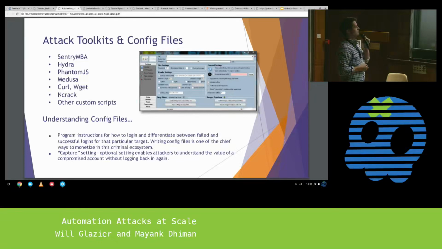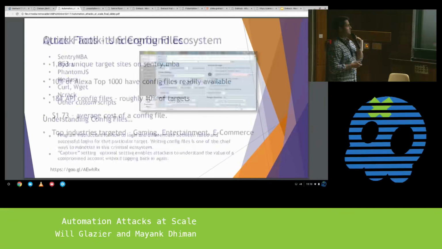And some config files include what's called a capture setting, which enables the attacker to log in and check the balance of whatever account they're logging into, maybe a bank, maybe an award wallet, and check the information in it without logging back in again. That's good for them because it means less volume from their tool, more of a chance that they'll fly under the radar. And these config files are actually one of the chief ways to monetize in this ecosystem.